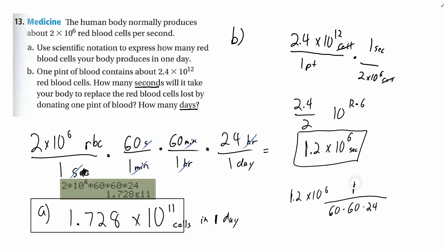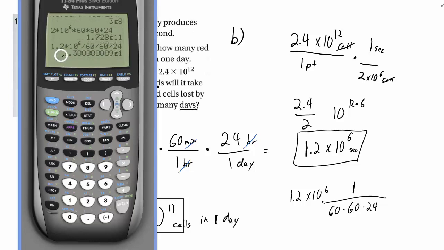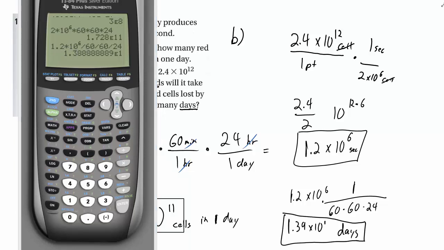You can also multiply by the reciprocal of that. You can see it that way, as dividing by 60, then dividing by 60 and dividing by 24. So this is your answer right here. I'm just going to round off here. It's 1.39 times 10 to the first days.